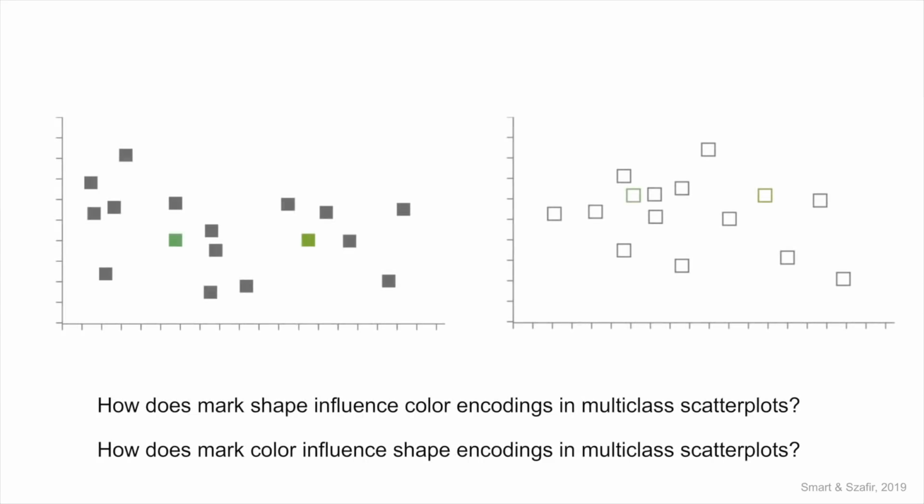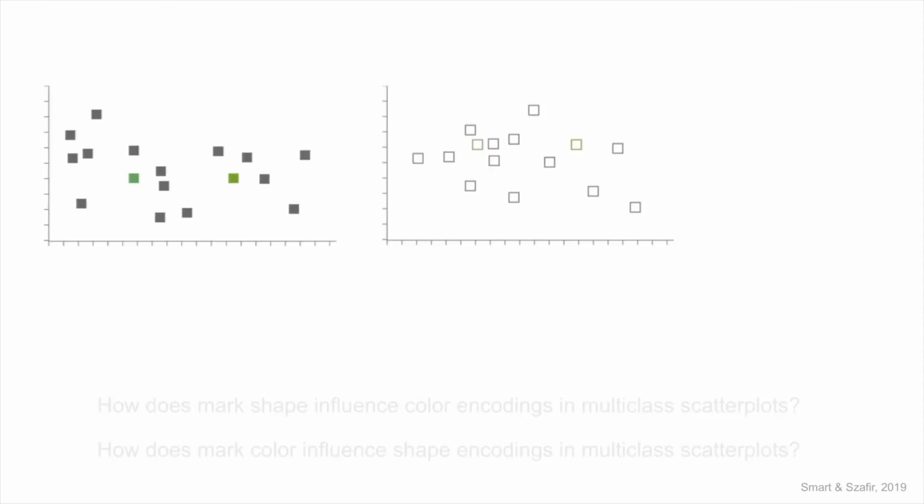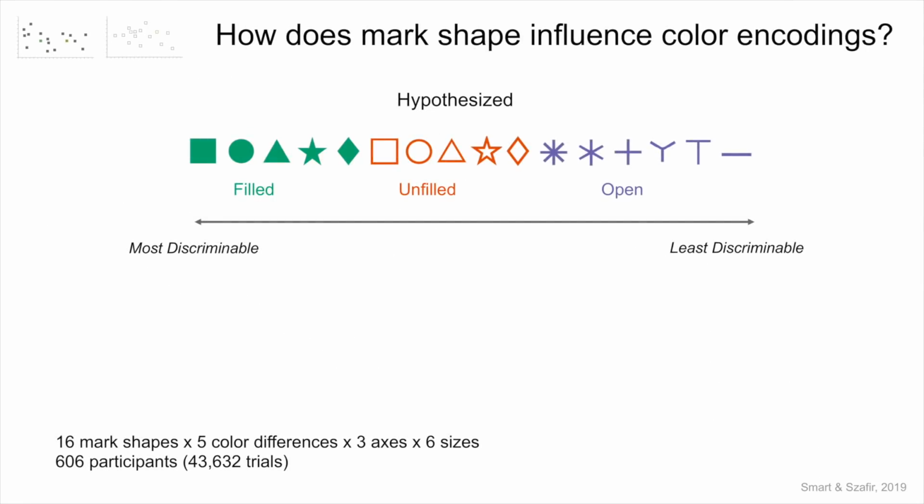Well, we ran a series of 4 studies looking at interactions between color, shape, and size. And for time, I'm just going to focus on 2 of these, measuring how shape changes perceived color and how color changes perceived shape. So we use the same methodology as before, where we show people scatter plots like these and ask them to compare the 2 colorful points. We looked at 16 different shapes used in common visualization tools. And if separability holds, we should see equal color differences across all of these shapes.